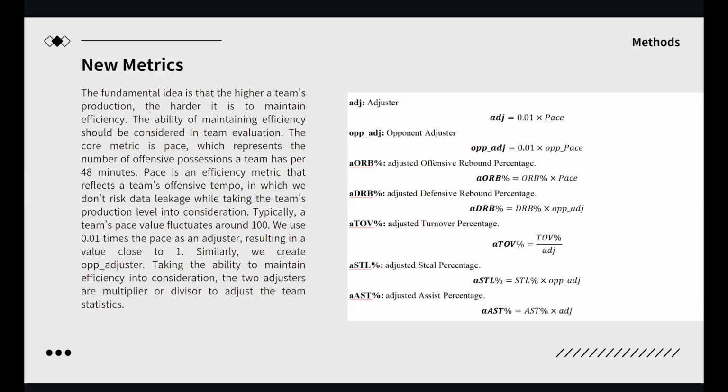it's divided by the adjuster. For adjusted steal percentage, the more offensive possessions the opponent's team has, the harder it is to maintain a high steal percentage. The adjusted steal percentage should be higher than its actual value for a team who plays against fast-paced opponents and vice versa. So it's multiplied by the opponents' adjuster.